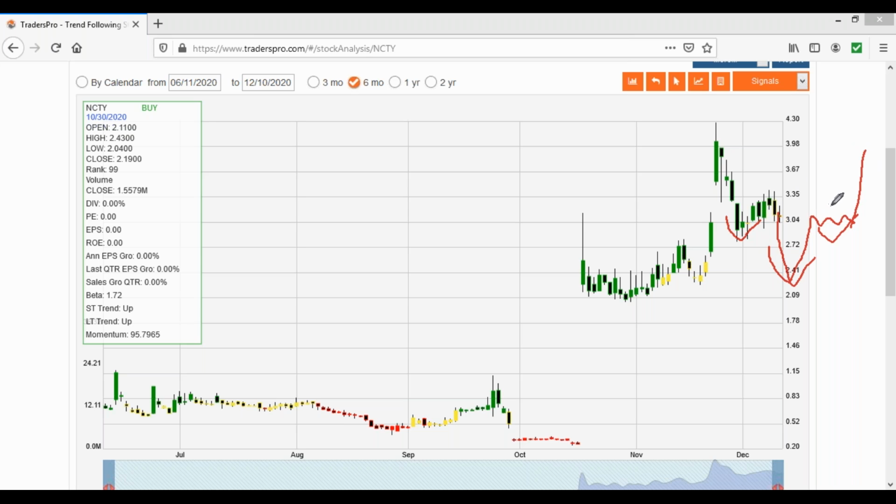And what do we know about inverse head and shoulders patterns? If they break out above that neckline right here, they have a tendency to move up about the same distance between the neckline and the head, top to the bottom of the head in this case. So you take that distance there and project that upward. That lines up pretty close to the previous high right there. So you'd say, boy, that has a good chance to at least get back up to that previous high.